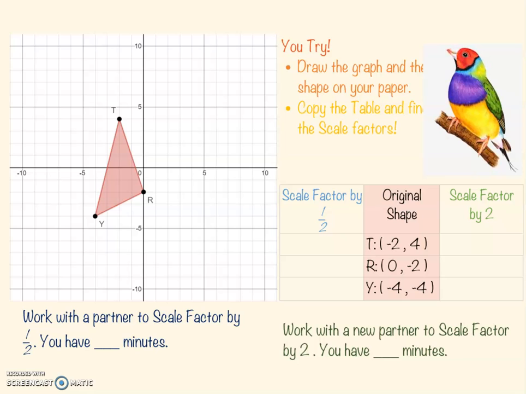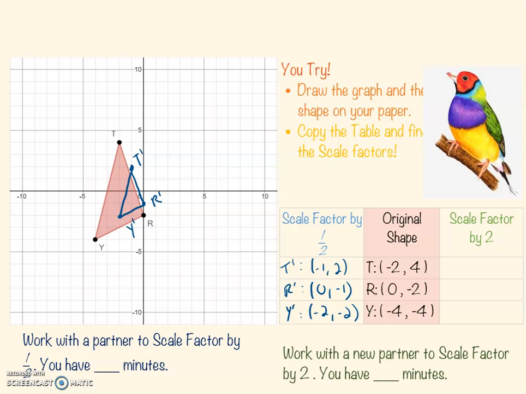Oh my goodness, here's another one. This is a 3.1. So our original points are T, R, and Y. So I want you to draw a new graph and copy the table below with the scale factors. And then see if you can work with a partner. Take about 2 or 3 minutes and scale down the original shape by half. Just scale down first. Go ahead and try that now.